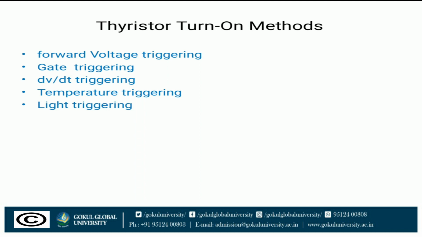The fourth one, temperature triggering. During the forward blocking mode, most of the applied voltage appears across the reverse biased junction J2. This forward voltage across J2, associated with the leakage current, would raise the temperature of the junction. With the increase in temperature, the width of the depletion layer decreases. This further leads to more leakage current and therefore more junction temperature. With this cumulative process, at some high temperature within the safe limit, the depletion layer of reverse biased junction J2 vanishes and the device gets turned on.